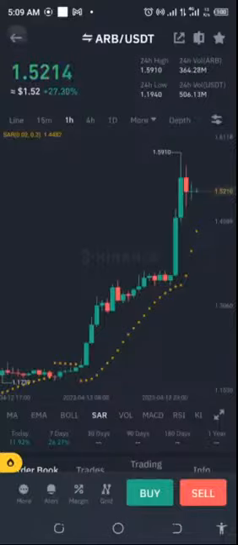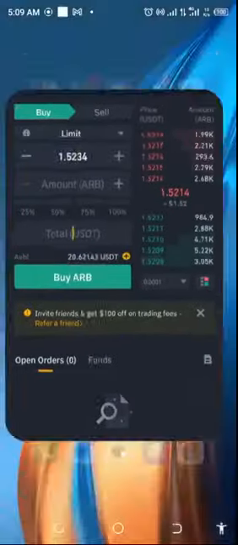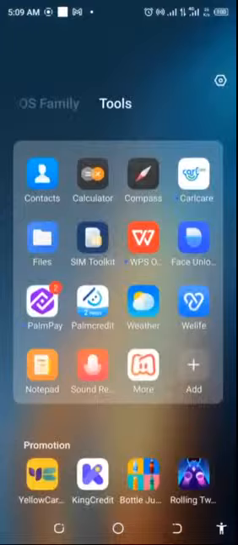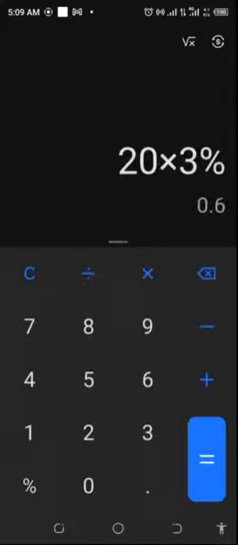So let's go check what this is on a calculation basis. We have 20.62, right? So let's see, we put $20 there, times 3%. Yeah, this is about a 3% profit margin trade after all expenses have been removed.